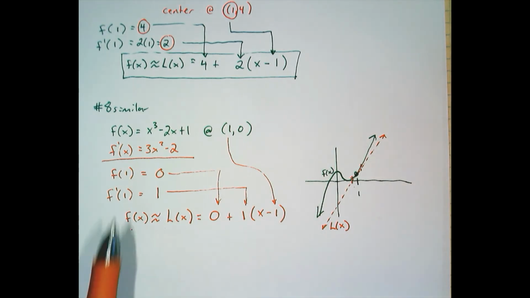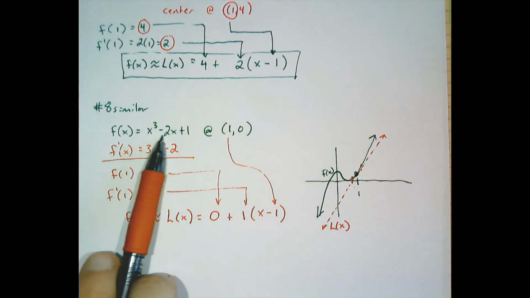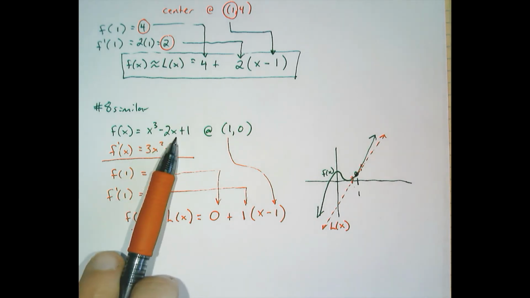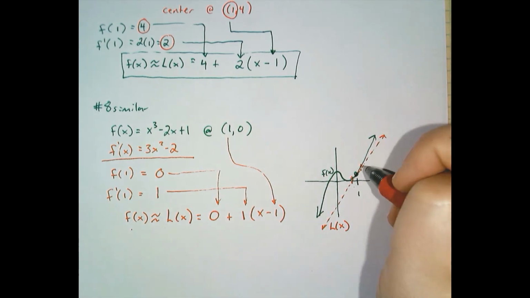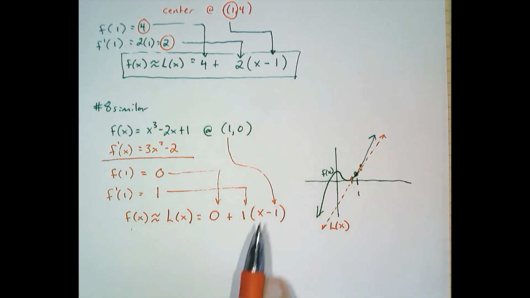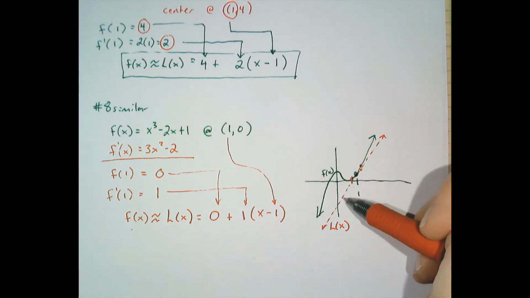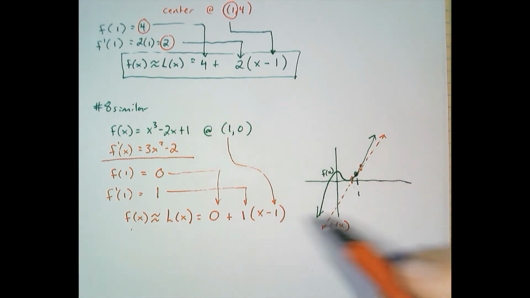Right? If I ask you what is f of 1.3, that would be pretty hard to calculate in your head. But if I ask you what is L of 1.3, that's actually pretty easy to calculate in your head. 1.3 subtract 1 times 1, you have an answer. Okay? The further away from the center you go, the less accurate the line predicts in general. Okay, that's problems 7 through 10.